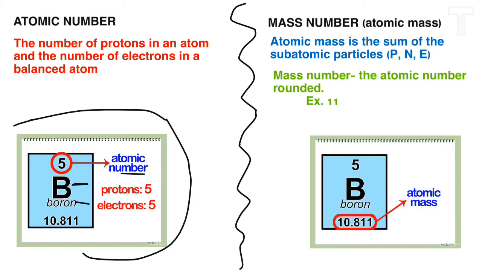If we look over here on the right, you see the mass number, in parentheses, atomic mass. There's a little bit of a difference. The atomic mass is the actual number at the bottom that's written, and it's almost always a decimal, because it factors in the sum of everything that's subatomic, protons, neutrons, and electrons. But if I ask you to tell me the mass number, all it is is the atomic mass rounded. Therefore, 10.811, which was the atomic mass, becomes 11 when it's the mass number. Yay.